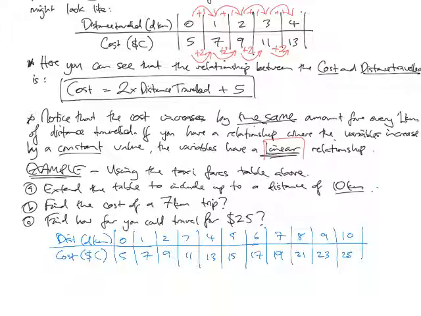So we've done A. B, find the cost of a 7-kilometre trip. Well, we've extended the table now past 4 kilometres, so to answer that question, we just need to look at which entry in the table is 7 kilometres, and find the cost of it. It's going to cost $19. So $19 for a 7-kilometre trip.